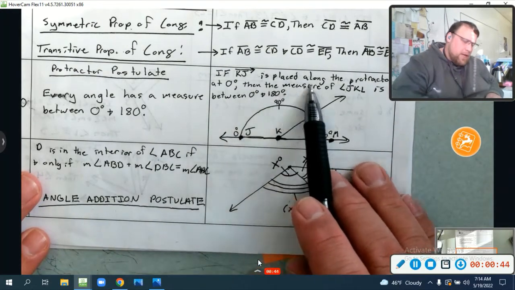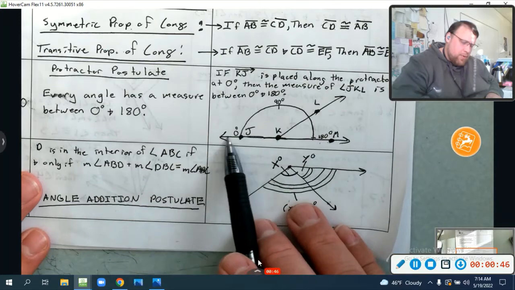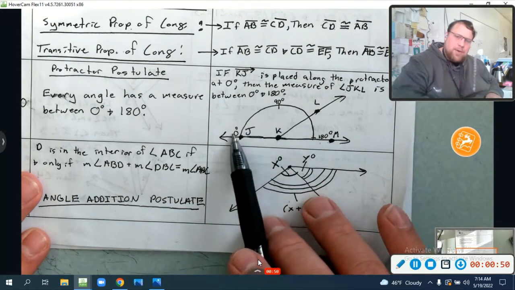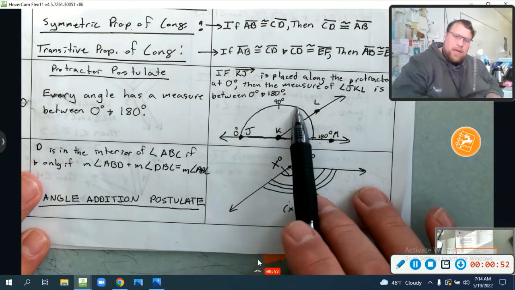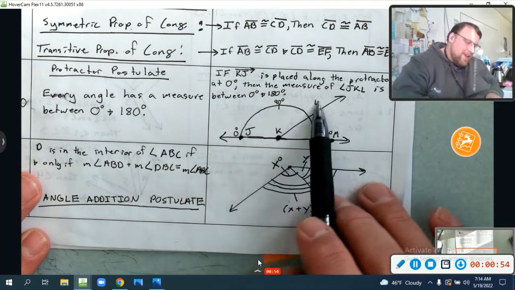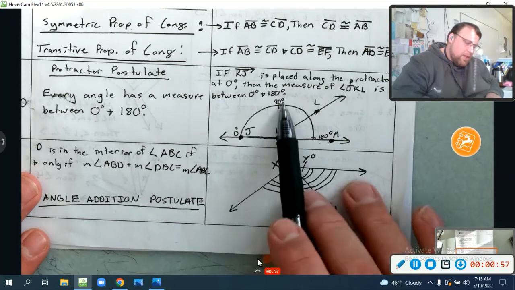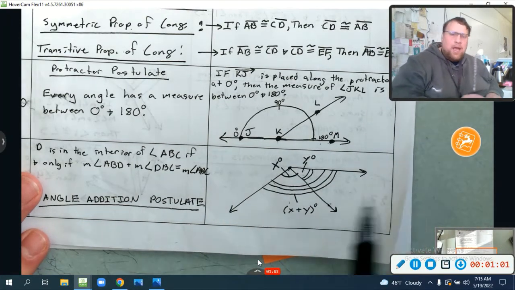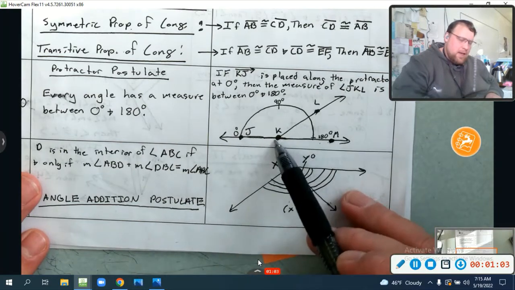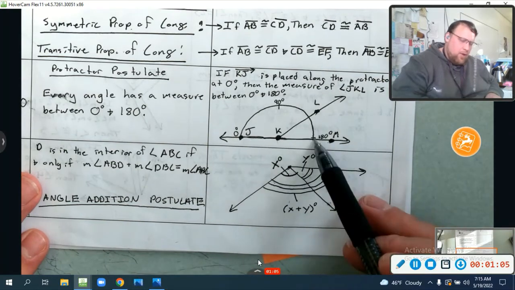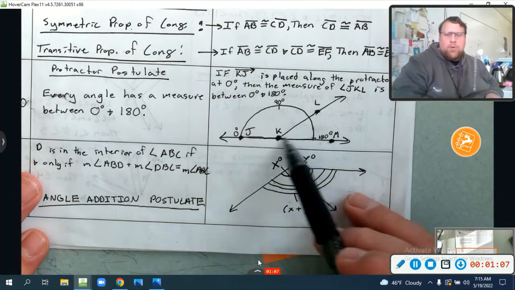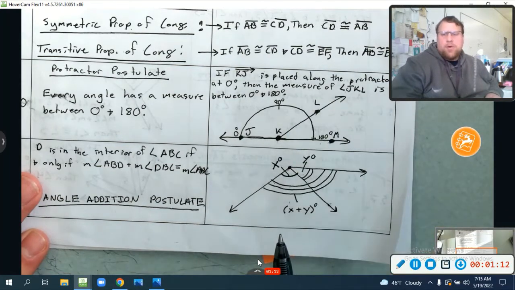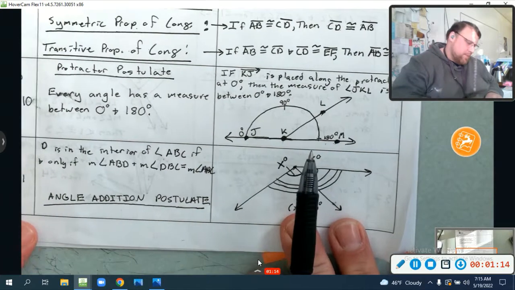So if KJ is placed along the protractor at 0, so we place a line along it. See my nice little protractor that has pretty much no detail, other than 0 degrees, 90 degrees, and 180 degrees. Placed along the protractor at 0, then the measure of angle JKL is between 0 and 180 degrees. It's just saying, because KL is going to be somewhere in between J and M, it's going to be somewhere between 0 and 180 degrees. That's all it's getting at.